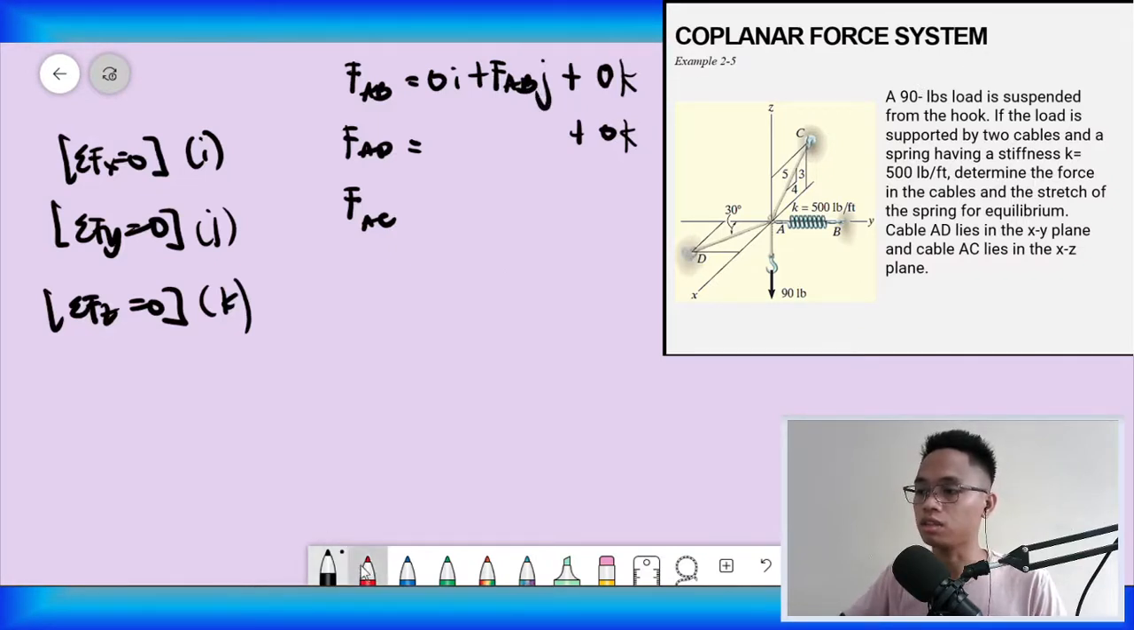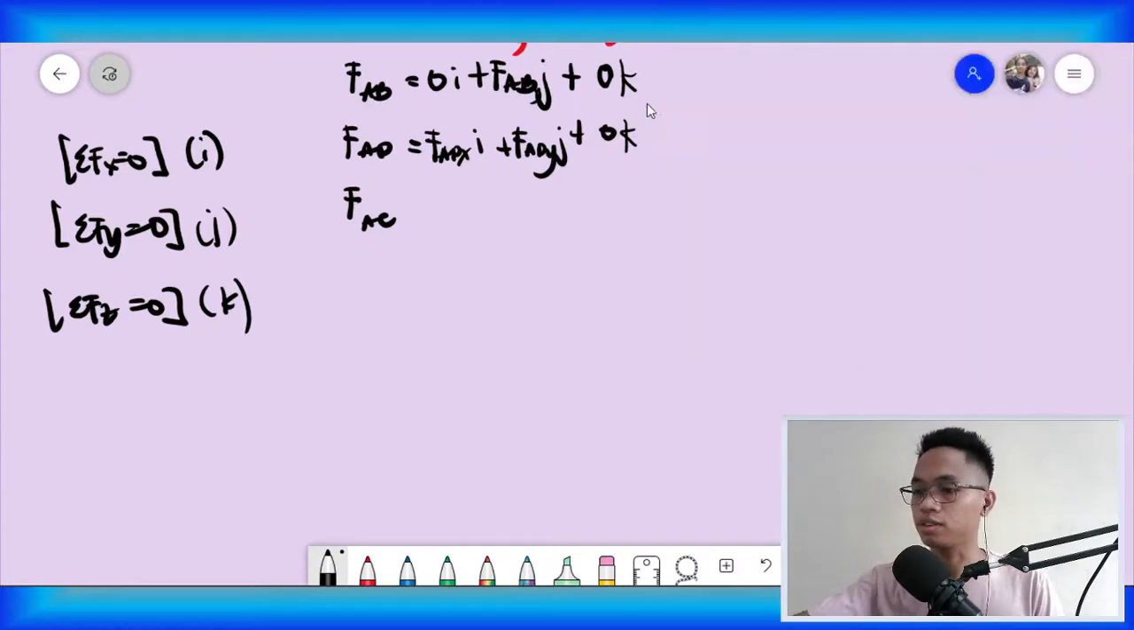Okay. Let's just make it as your X component, your Y component, and your Z component. So we have here your FADX i, we have your FADY j, diri is Y po ni siya, and then we have 0x. Okay, so wala na siya.